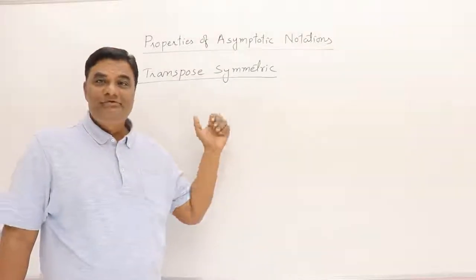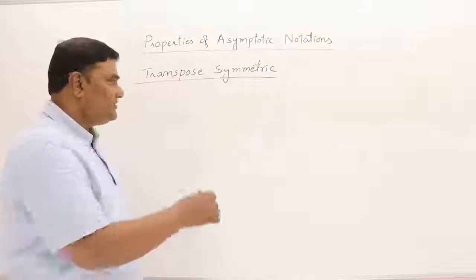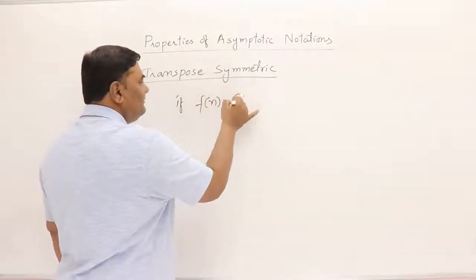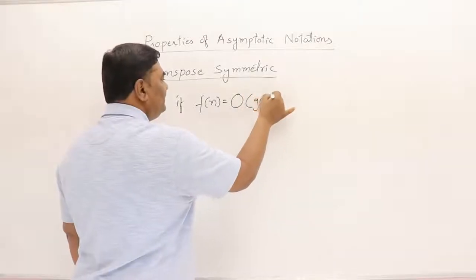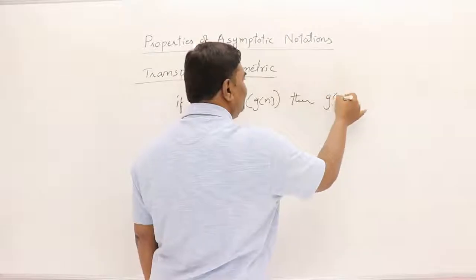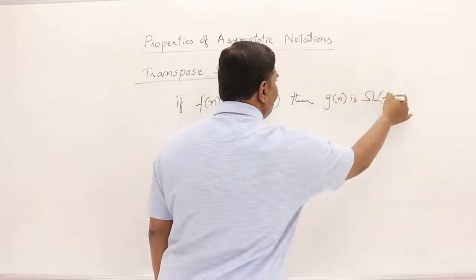Next is transpose symmetric. This is true for big O and omega notations. If f of n is big O of g of n, then g of n is omega of f of n.